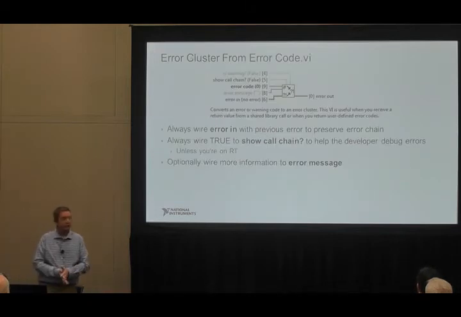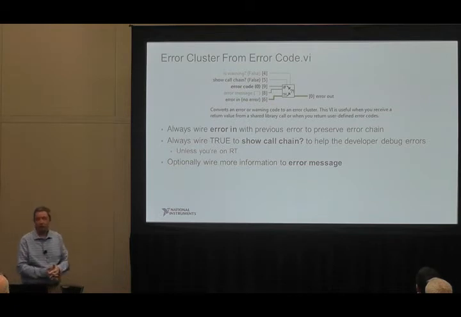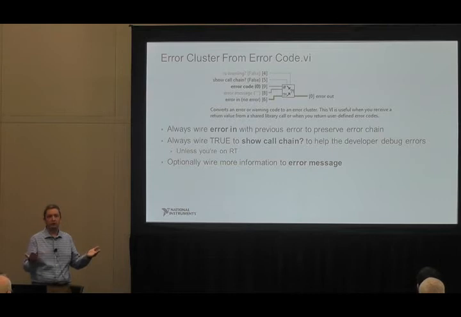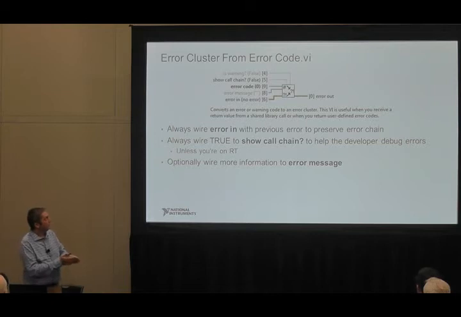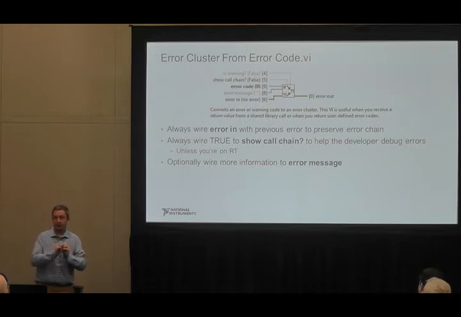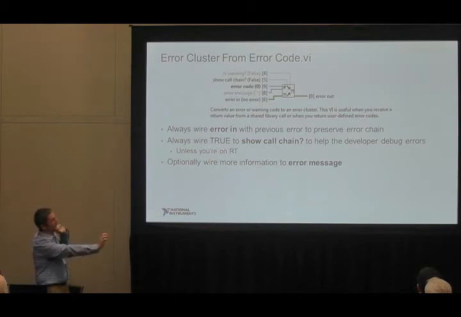Error cluster from error code is very common. We'll see it used a lot next to call library nodes, because, like a call to a DLL, if it returns a non-zero return value, then you might pass that into error cluster from error code to generate an error cluster value. It's got an error in, and if you wire the error in and there is an error, then it doesn't do anything, it just passes the error out. So you want to make sure to always keep the error cluster from error code on the error chain, so that if there's an incoming error, the function doesn't do anything and it passes that out.